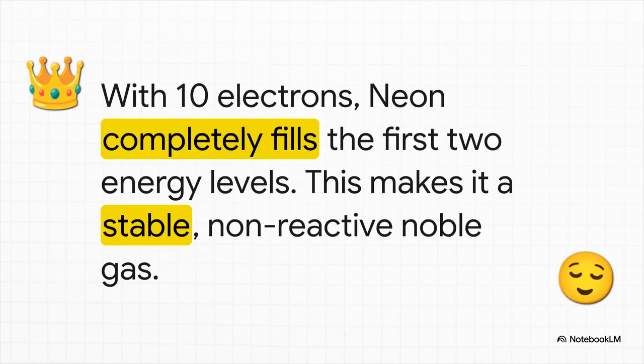And finally, let's look at neon. With its 10 electrons, it perfectly fills every single available seat in its first two big energy levels. Everything is paired up, everything is complete and stable. This is what makes neon a noble gas. It is perfectly happy, totally content, and has absolutely no desire to interact with anyone.